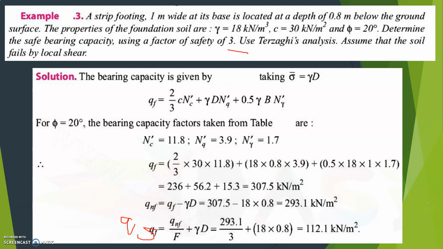So like this, you can calculate the safe pressure. The first main thing you have to calculate is the ultimate bearing capacity. From the ultimate bearing capacity, you calculate the net bearing capacity. From the net bearing capacity, you can calculate the safe bearing capacity.